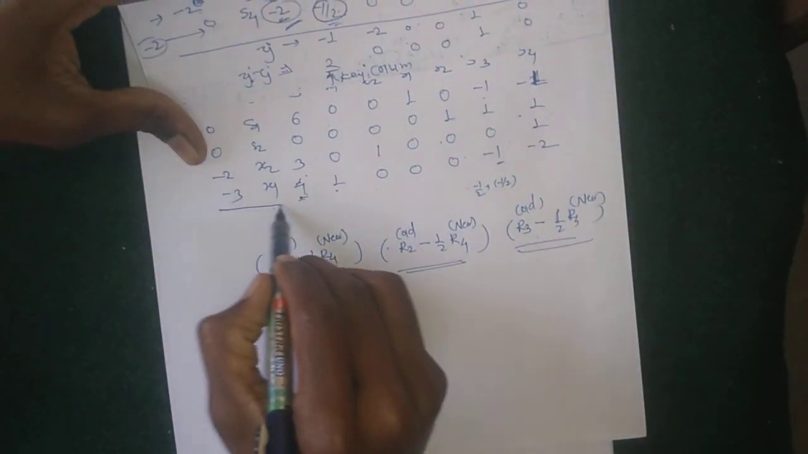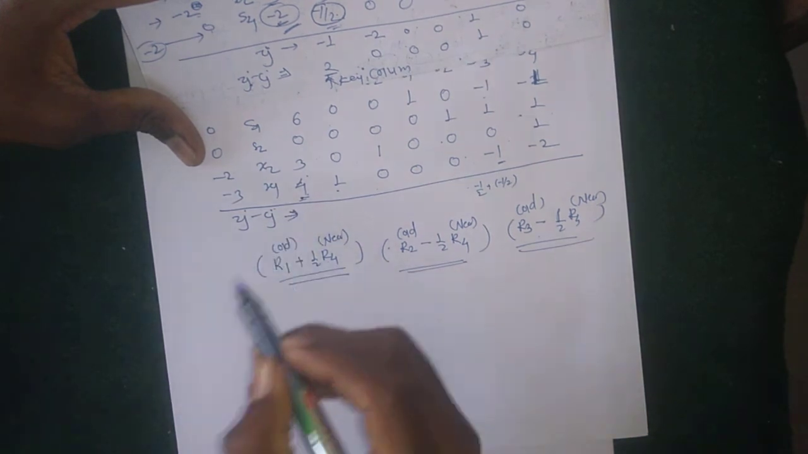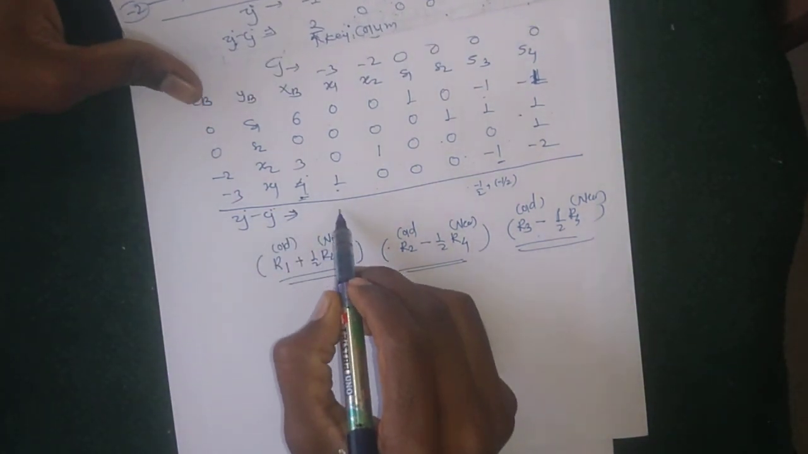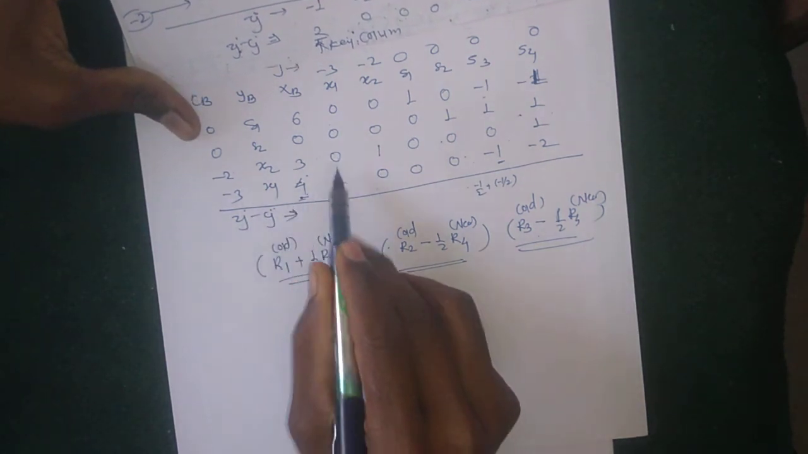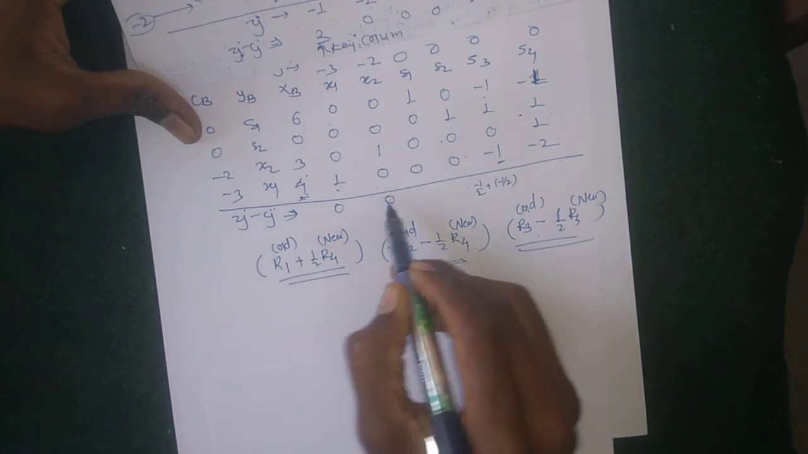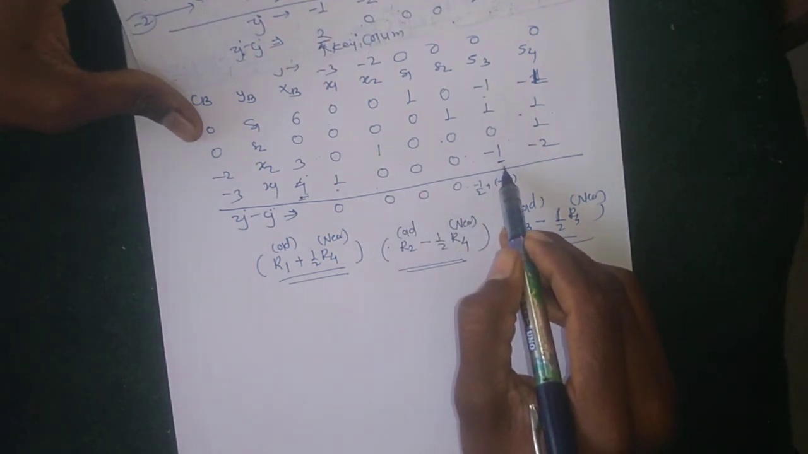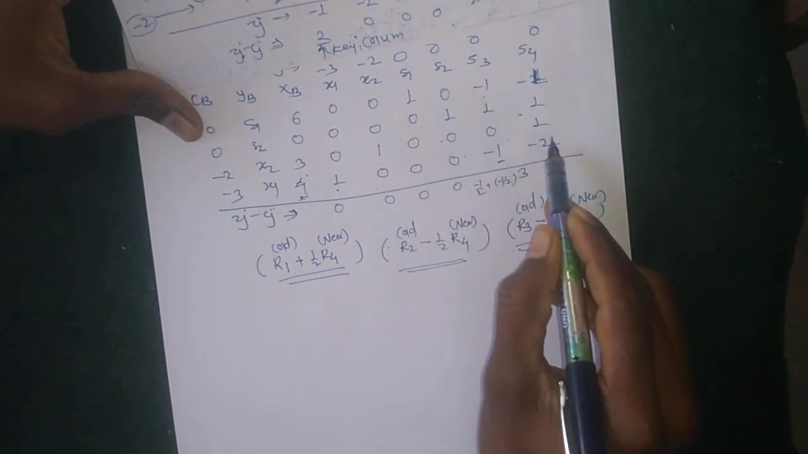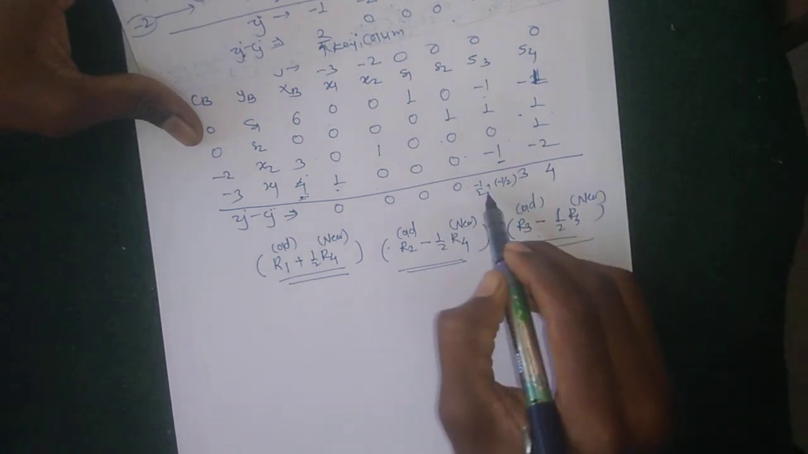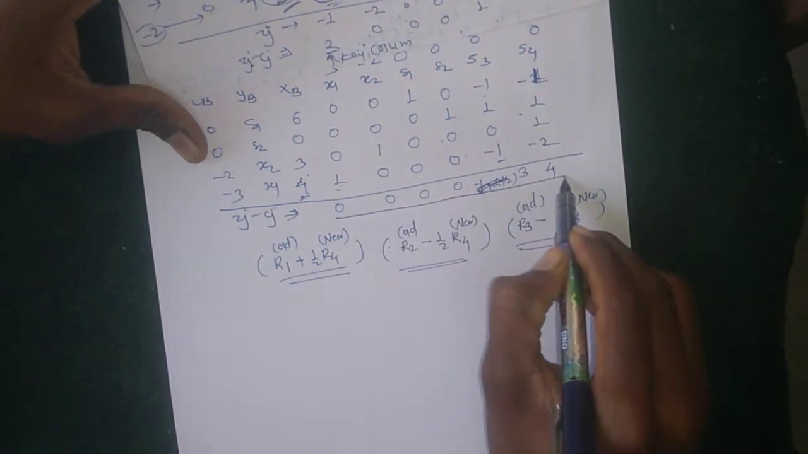Okay, so this is our table. Then Zj minus Cj: directly we have to write 0; minus 3 plus 3 is 0, then minus 2 plus 2 is 0, 0, 0, here plus 3, here plus 3, and here 6 minus 2 is 4.